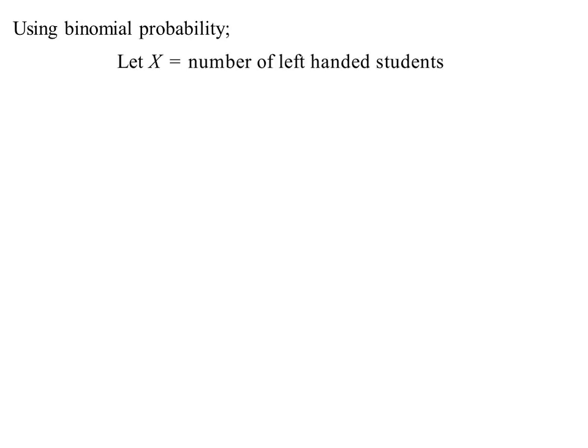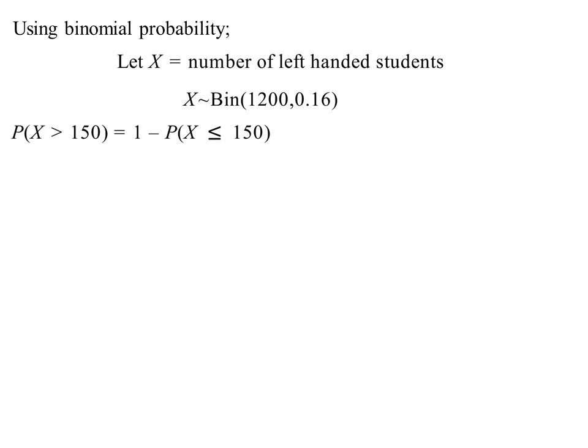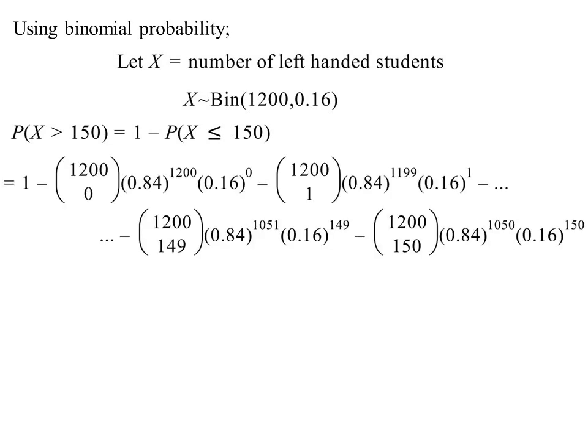Now, using binomial probability, we'd say X is the number of left-handed students. It's binomially distributed. There's 1,200 students all up, and we've now estimated the probability of left-handedness is 0.16. We want to find the probability that X is greater than 150. It's probably going to be easier to do 1 minus the probability of less than or equal to 150. Use the complementary idea. But that's still a heck of a lot of calculations to do, because I've got to work out none, 1, 2, 3, all the way up to 150. Certainly quicker than going from 151 up to 1,200.